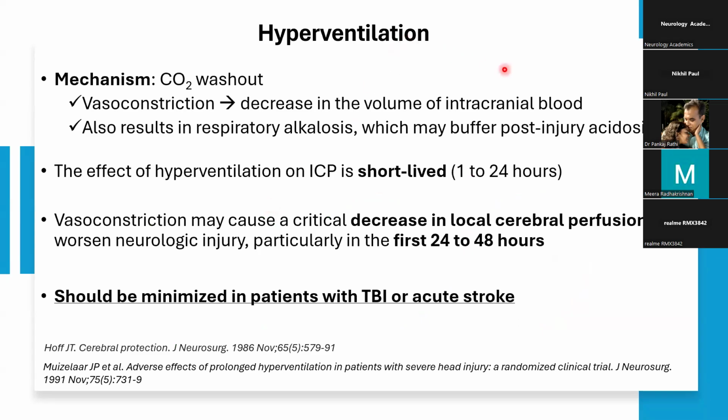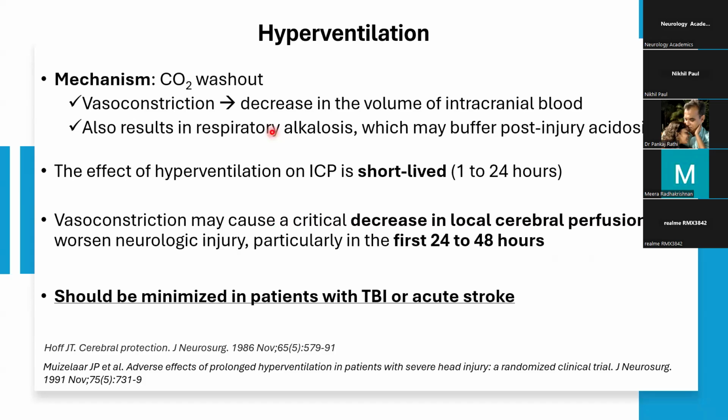First is hyperventilation. What happens when we give hyperventilation? There is CO2 washout resulting in vasoconstriction. So once vasoconstriction occurs, there is decrease in the cerebral blood volume. Secondly, when there is an ischemic injury, there can be acidosis also, which can be countered by the respiratory alkalosis produced by our hyperventilation.